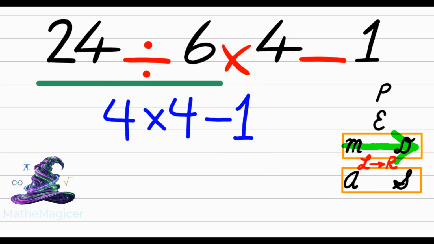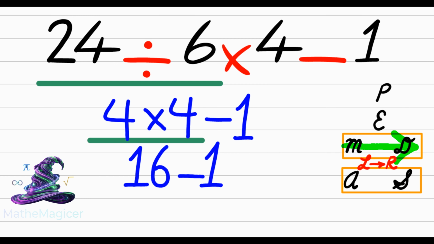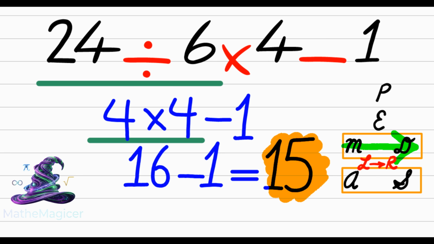Now we have one multiplication and one subtraction. As I said, multiplication has higher priority than subtraction. So first we have to do this multiplication. 4 times 4 equals 16. So we have 16 minus 1 equals 15. And this is our final answer. The correct answer is 15.